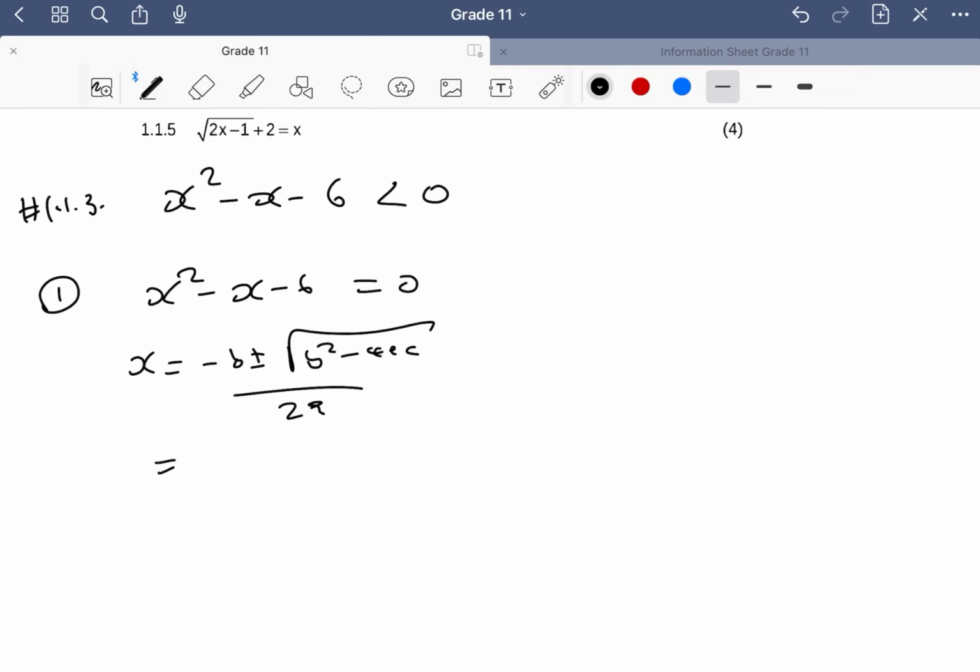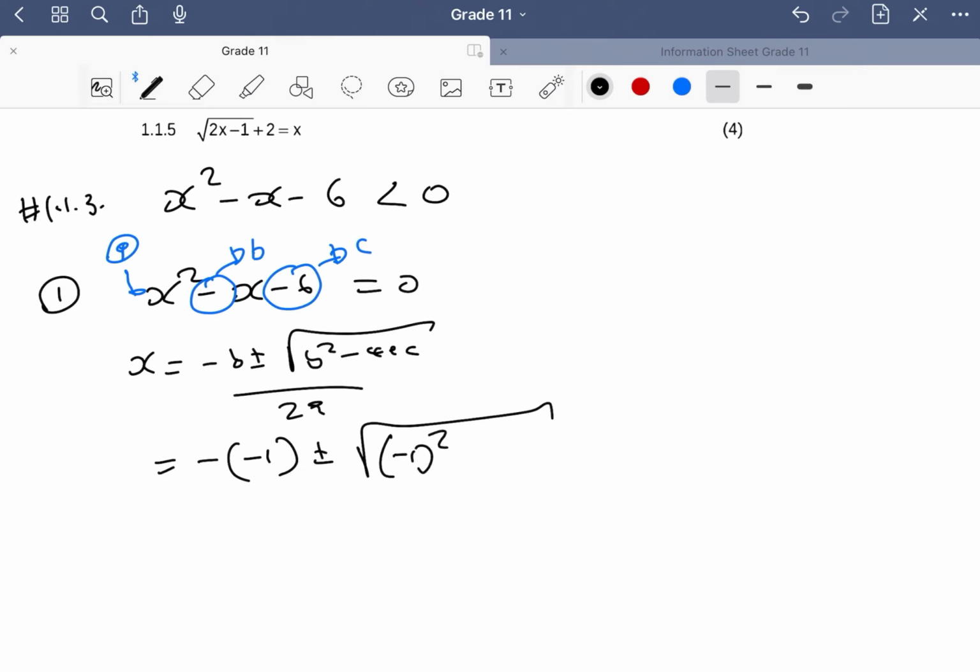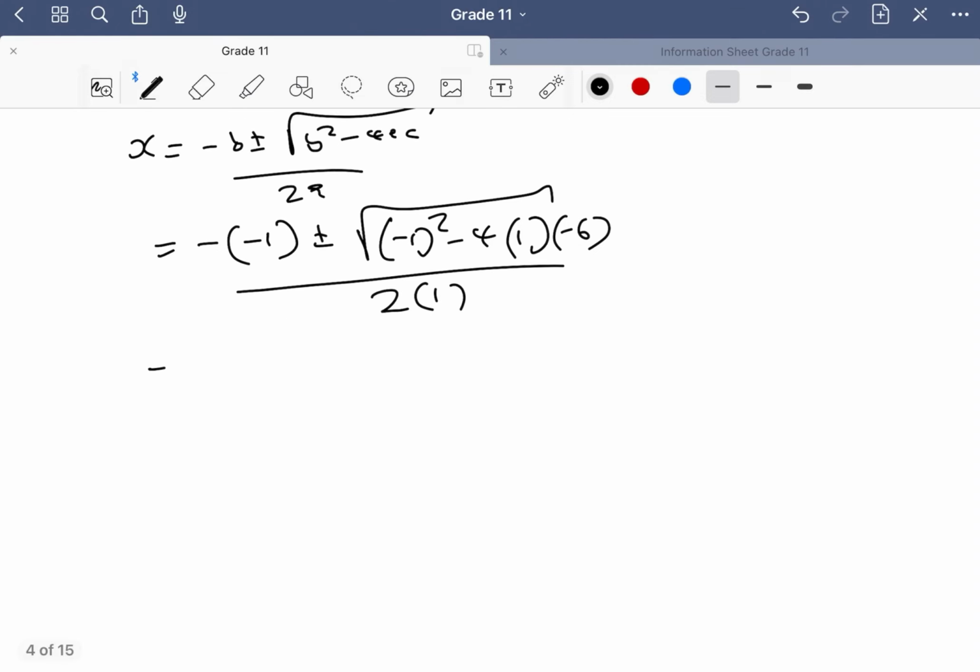What is your b? b in this case is -1, and c is -6, and a is +1. So x is equal to negative b, which is 1, plus or minus the square root of -1 squared minus 4 times a, which is 1, times c, which is -6, divided by 2 times a, which is 1. You can now just quickly punch this in and calculate it the way it is.